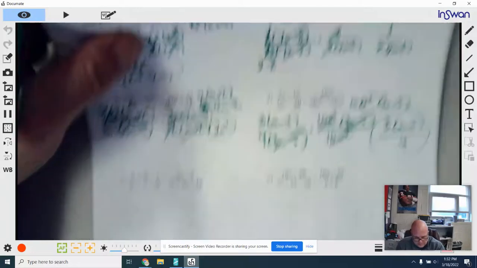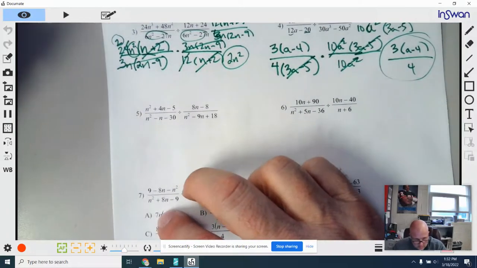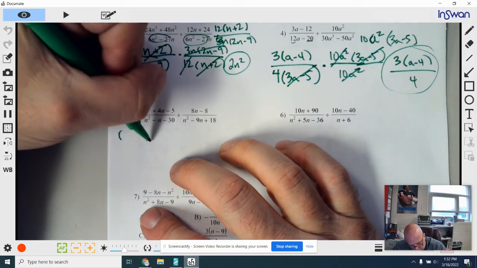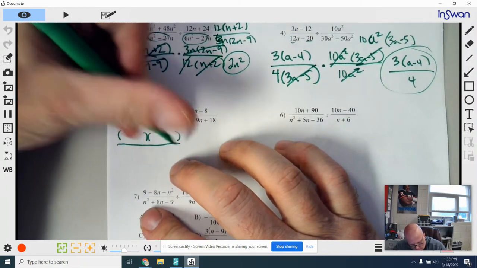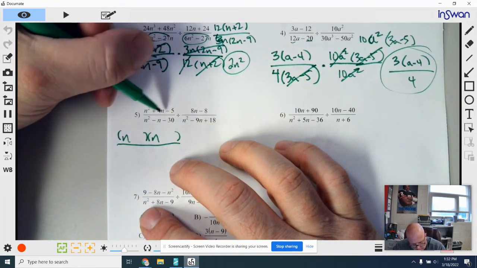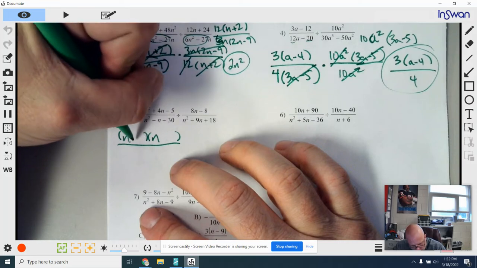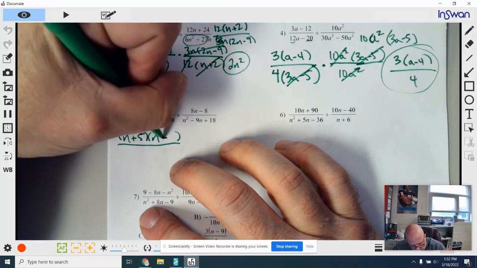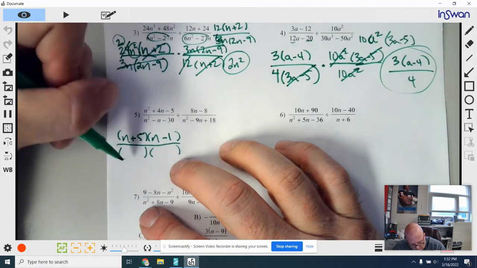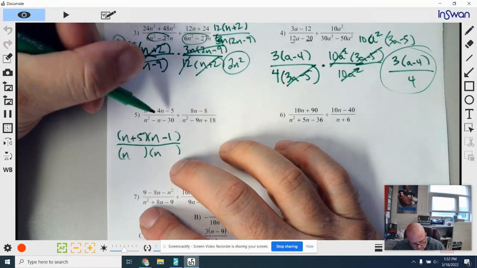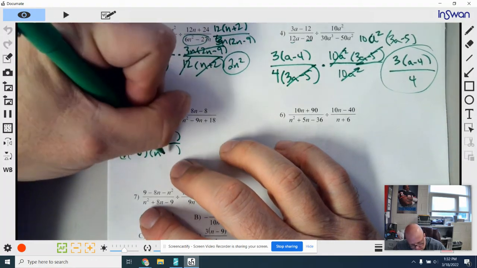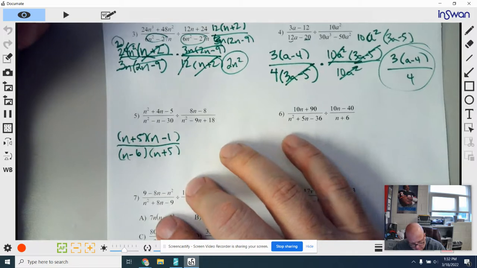Okay, number 5. So up top, the n squared plus 4n minus 5 is ready to be broken down to parentheses. So n, n, 2 numbers that multiply to negative 5 but add to positive 4. So that'd be a plus 5 and a minus 1. On the bottom, this breaks up. n, n, 2 numbers multiply to negative 30 but add to negative 1. So minus 6 and plus 5.